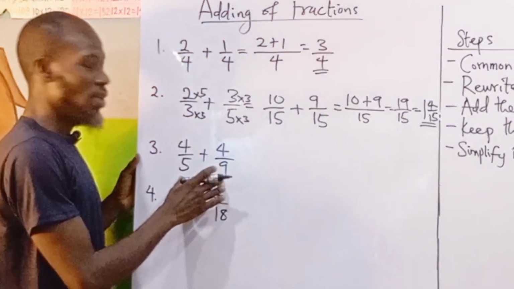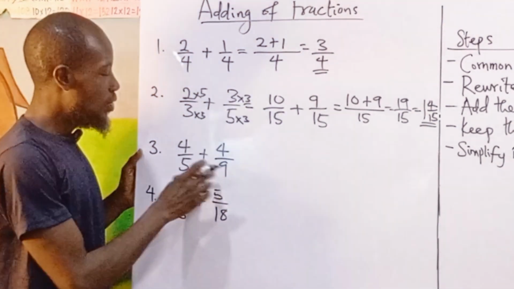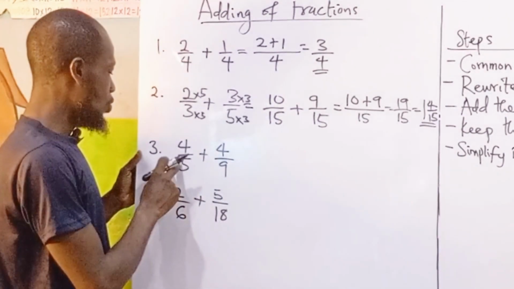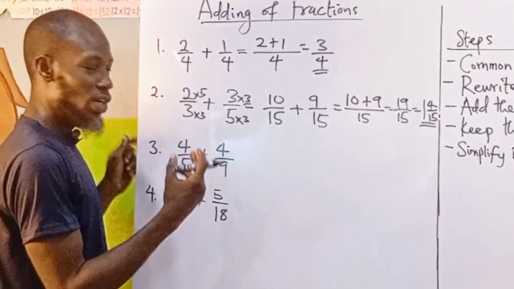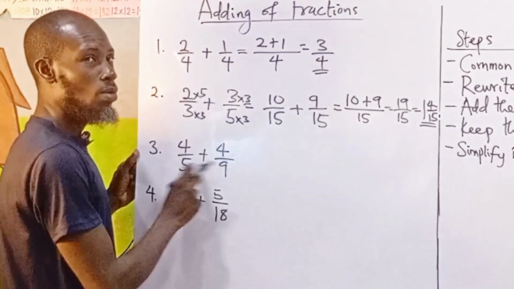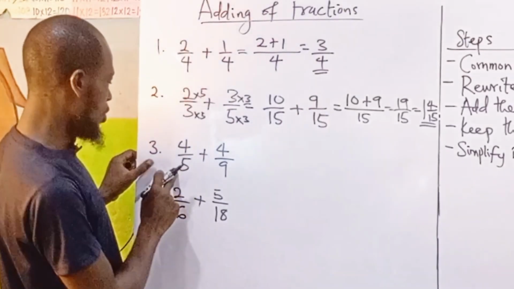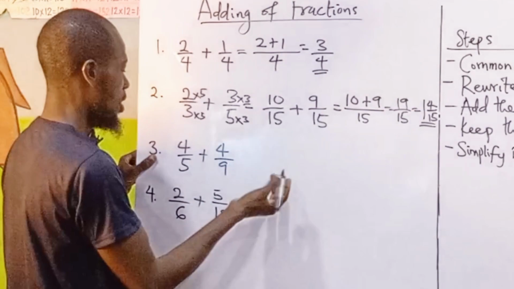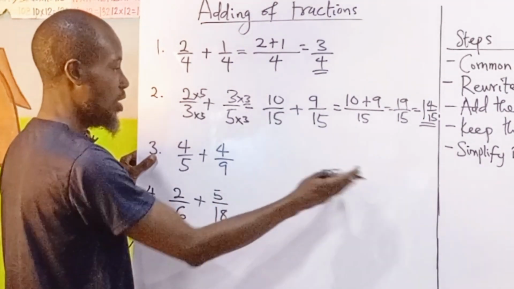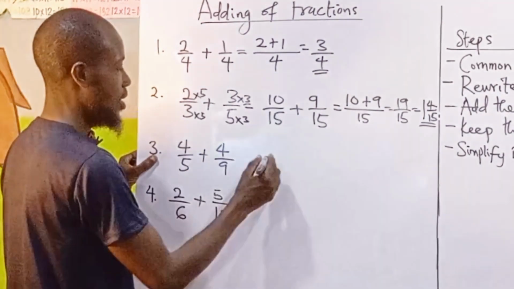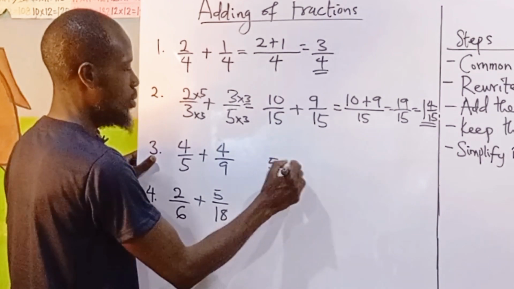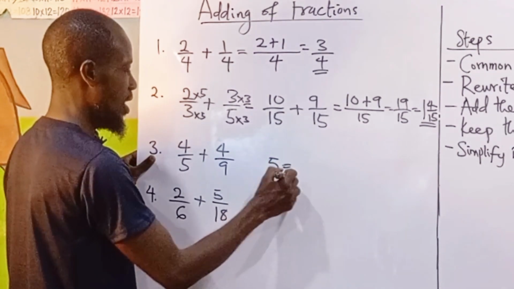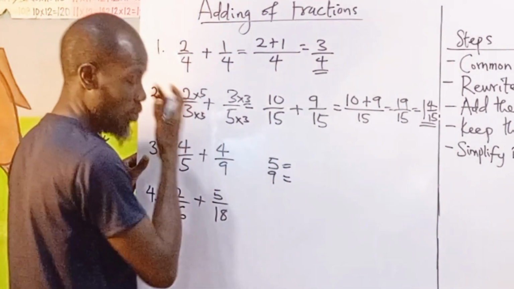Now, here we have another question. We said that to add fractions, we need to get a common denominator. The denominators here are 5 and 9. So we are going to use that multiple listing method. Let's see. The multiples of 5 and the multiples of 9.